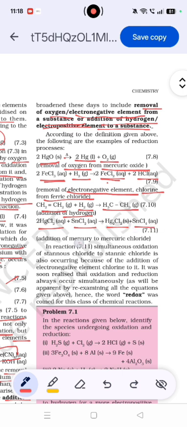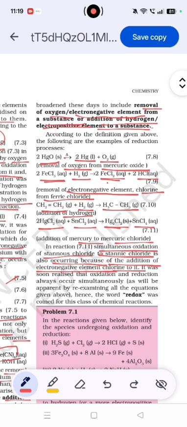See here, mercury is added to mercury chloride. Mercury is actually an electropositive element. So here only one mercury is there and one more mercury is added to it. So adding mercury to mercury chloride is also an example for reduction. That means you are adding electropositive element to a substance, or hydrogen to a substance, or removing oxygen or electronegative element from a substance. These are the reasons for reduction reaction. See in this reaction, simultaneous oxidation of stannous chloride to stannic chloride is also occurring because of the addition of electronegative element chlorine to it.